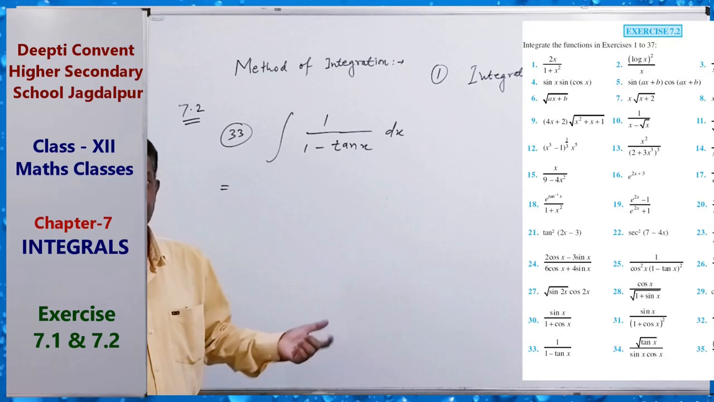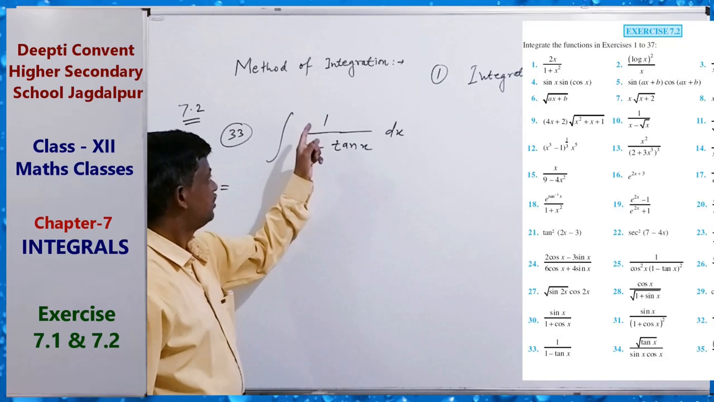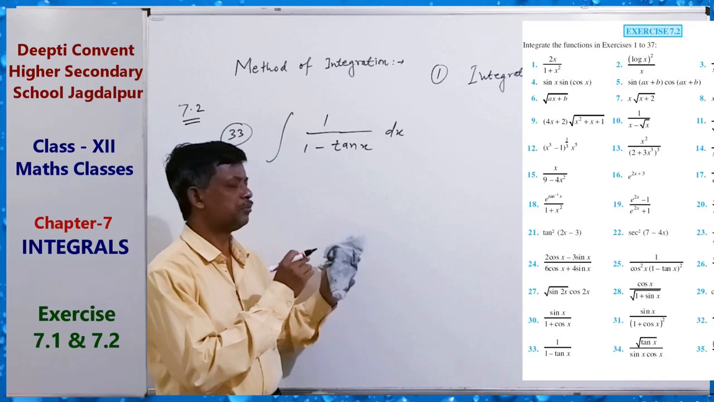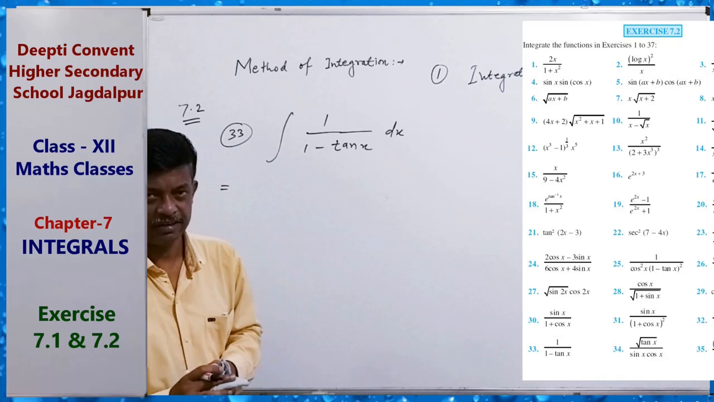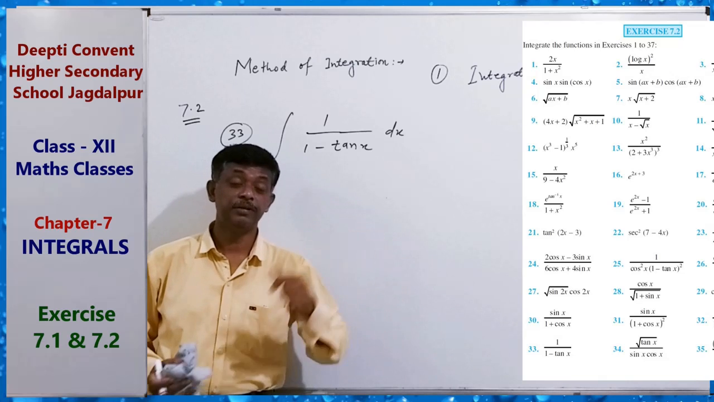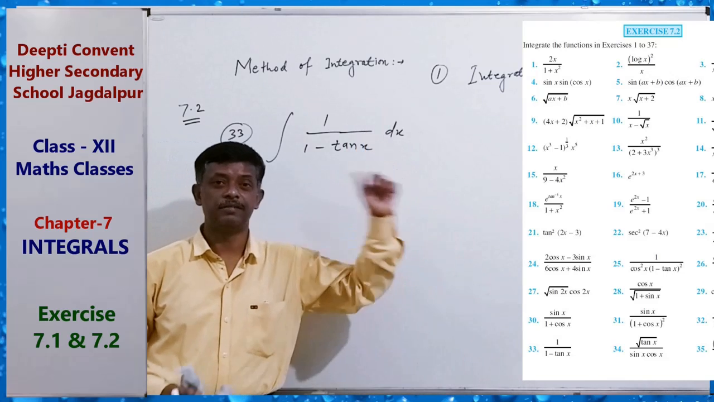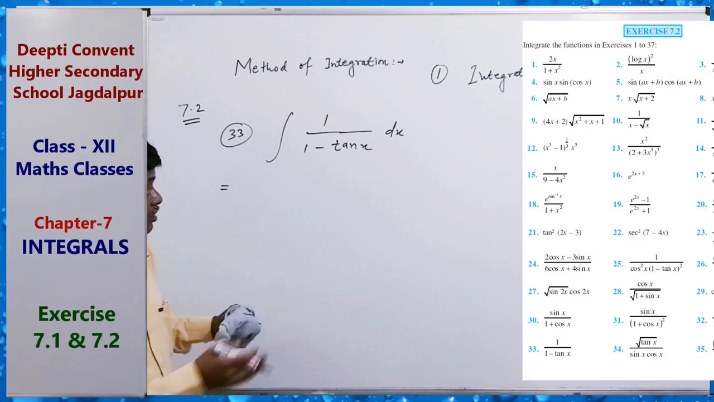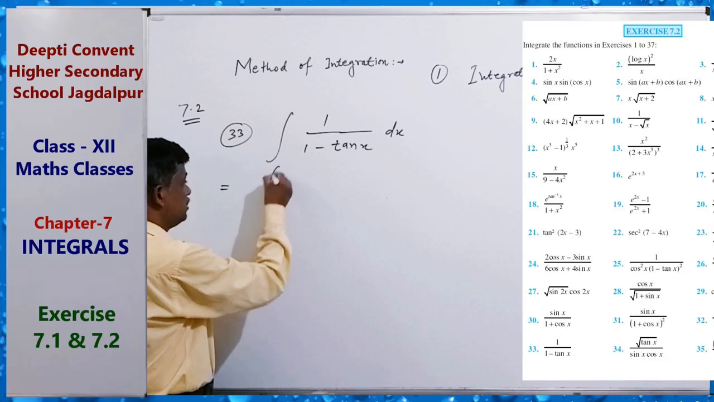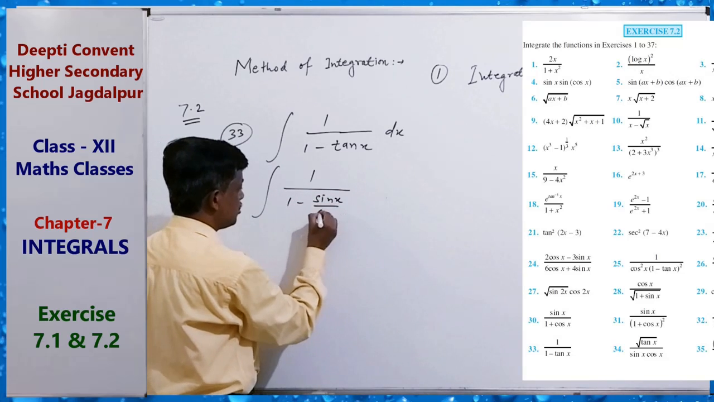I have already told you that generally we try to convert the integrand in terms of sin and cos, and if that is not possible then try to convert in tan. If there is tan square, we can get sec square equal to tan square plus 1, as the integration of sec square x is available in our elementary functions. Here we are converting tan x in terms of sin and cos. So this is equal to 1 upon 1 minus sin x upon cos x.